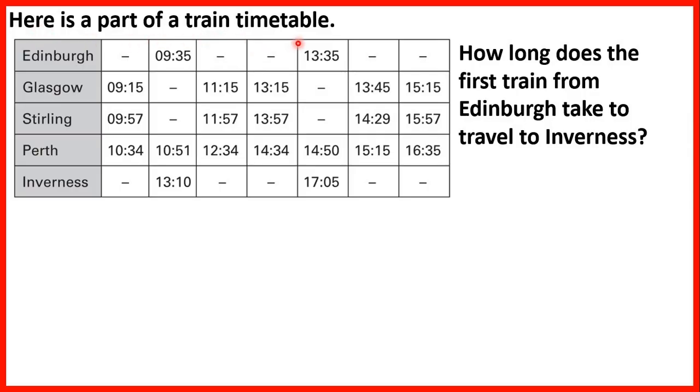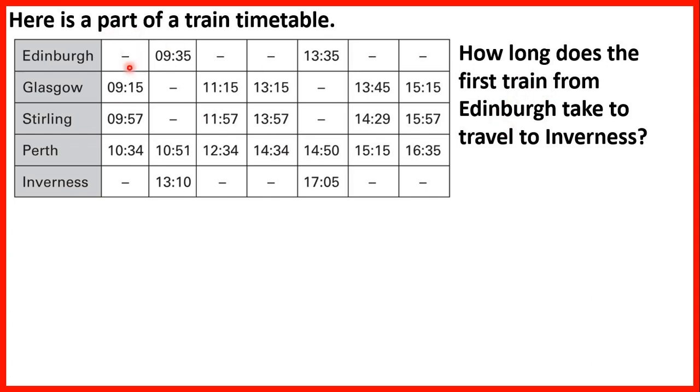Here is part of a train timetable. How long does the first train from Edinburgh take to travel to Inverness? So with timetables, we need to remember that each column will be a different train. So we need to find the first train from Edinburgh.